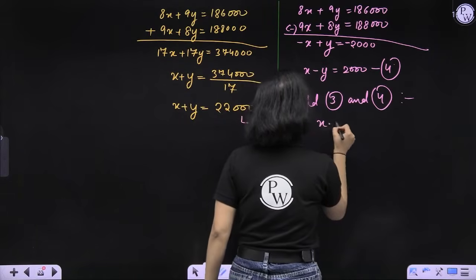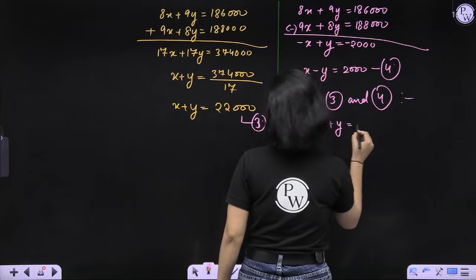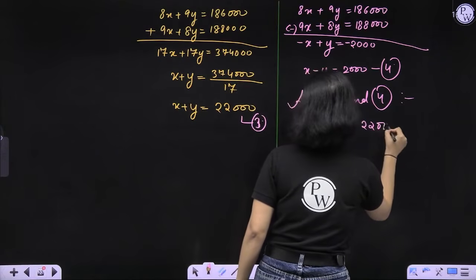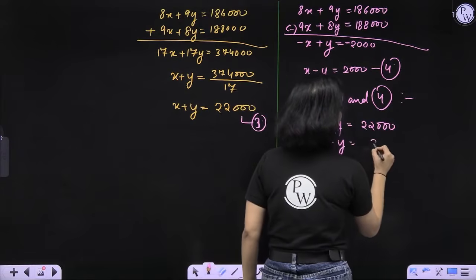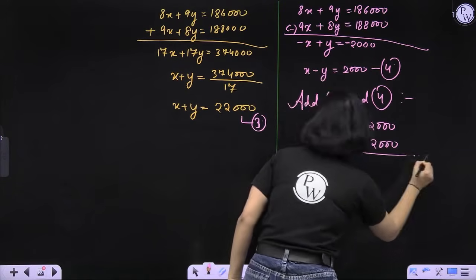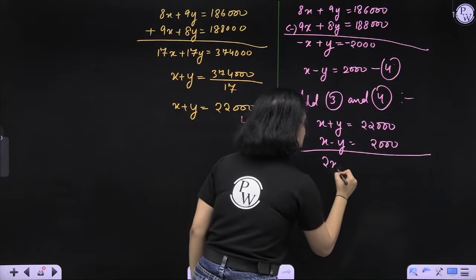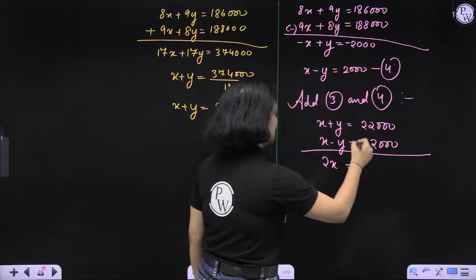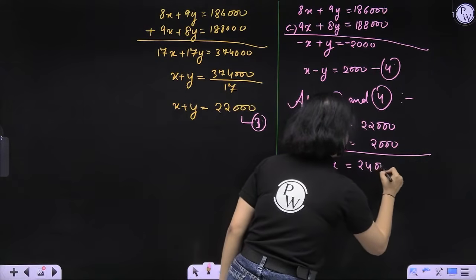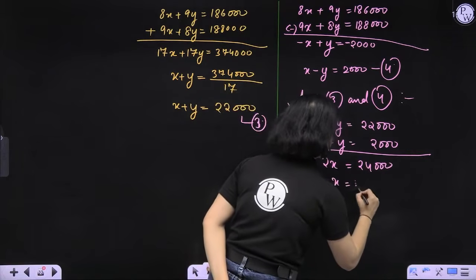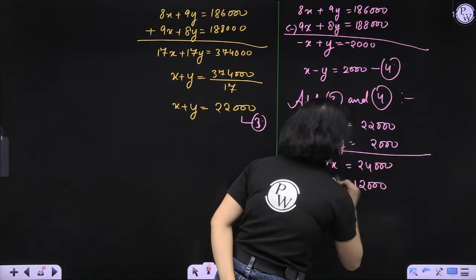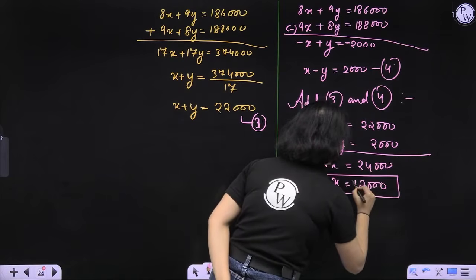So we have x plus y is equal to 22 followed by 3 zeros, and x minus y is equal to 2000, right? When we add both of these, we'll get 2x here, and here we'll get 24 followed by 3 zeros. So here we'll get x is equal to 12,000. So x comes out to be 12,000 rupees.